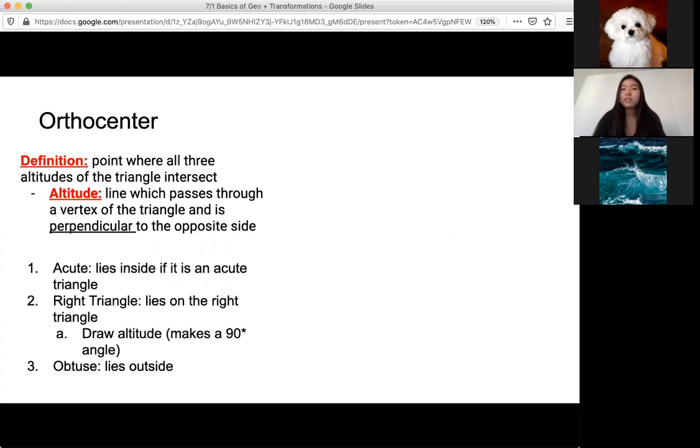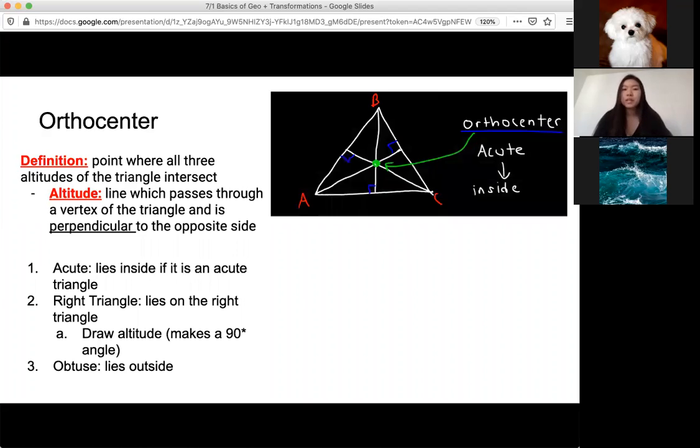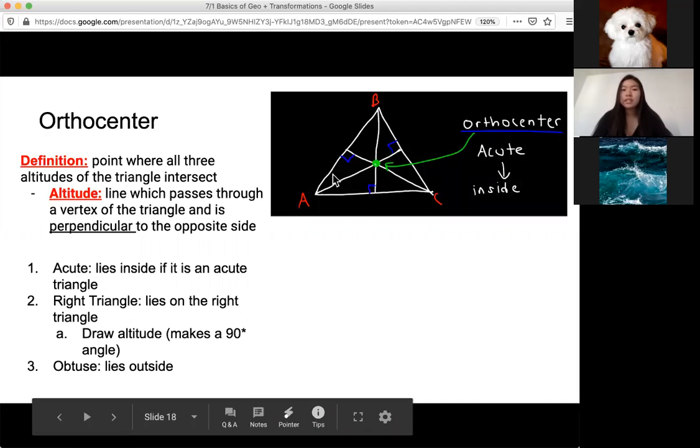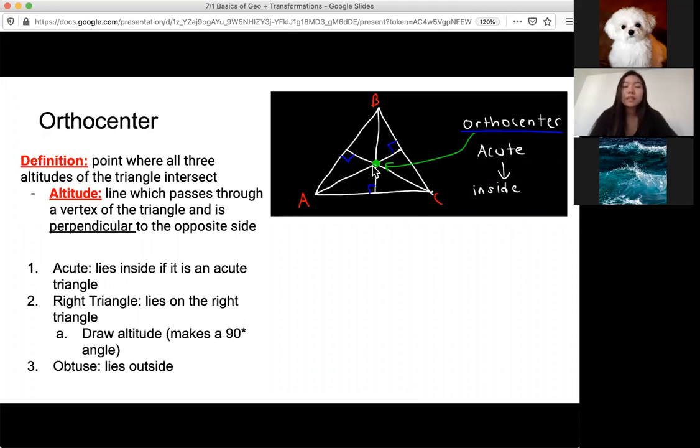There's an acute triangle. When there is an acute triangle, the orthocenter is going to lie inside of the triangle. So in here, this is an acute triangle. As you can see, there's 3 acute angles. The orthocenter lies in between, and the orthocenter is bound by 3 altitudes, again, which are 3 right angles. And when you find the 3 altitudes and the orthocenter, it should be in the middle and inside of an acute triangle.